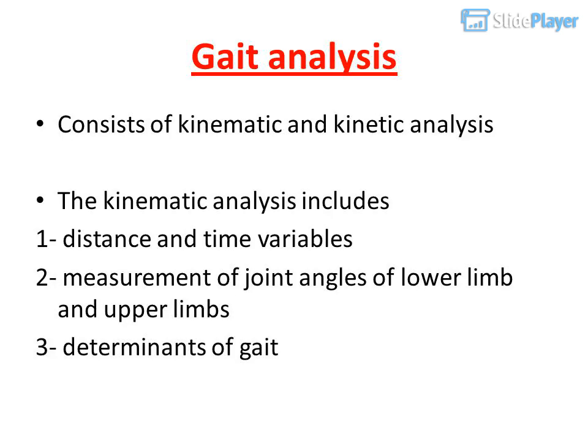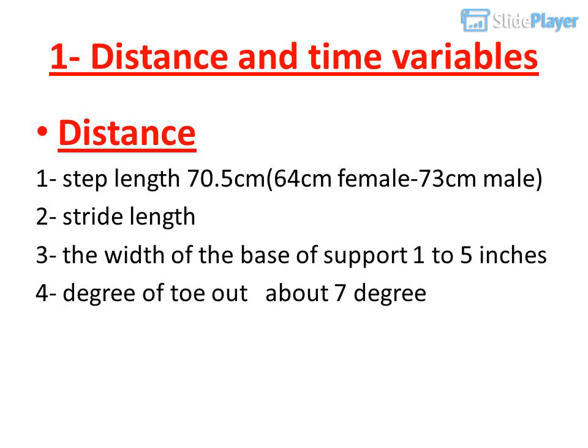Gait analysis consists of kinematic and kinetic analysis. The kinematic analysis includes: 1. Distance and time variables. 2. Measurement of joint angles of lower limb and upper limbs. 3. Determinants of gait. 1. Distance and time variables.